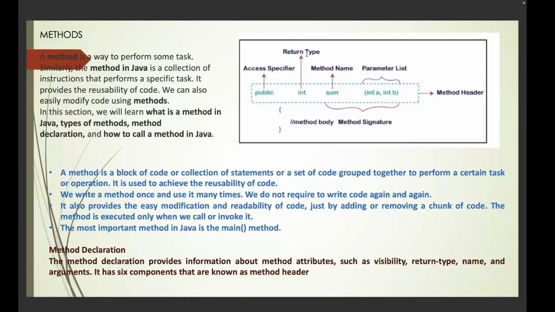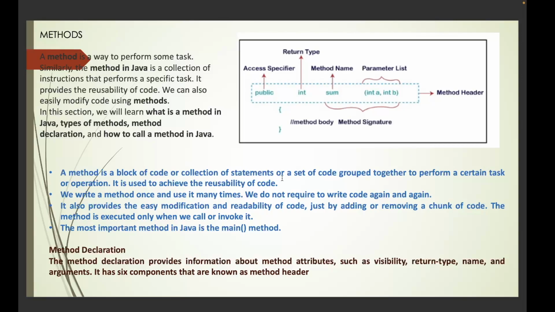Second is the return type. The return type can be an integer, it can be float, it can be double, anything which we want to return. Similarly, we have the method name and the parameter list, and then we have the method body and the method signature.